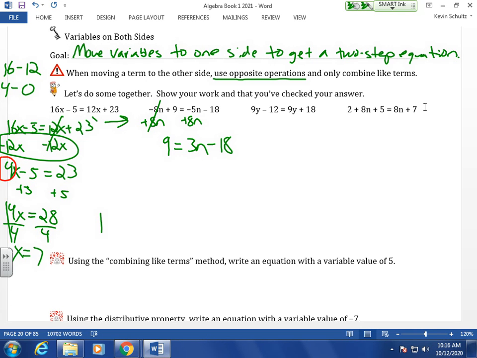Two-step equation, I like it. We're going to add 18 to both sides. Again, opposite operations. Cancel that constant out. 27 equals 3n. Divide both sides by 3 to get n by itself, and we get a value of 9. Okay?